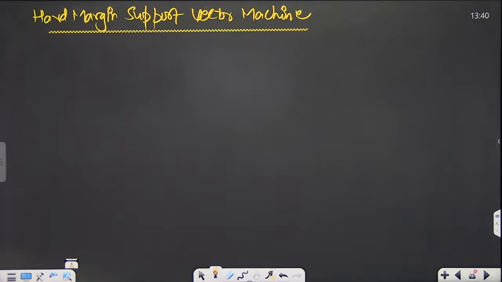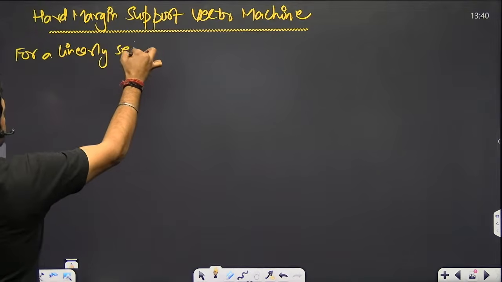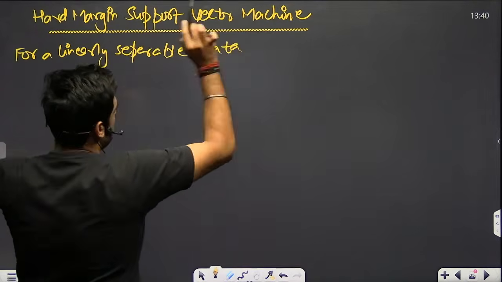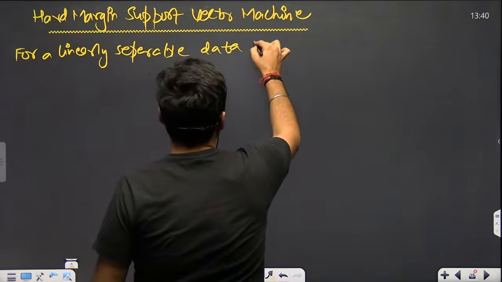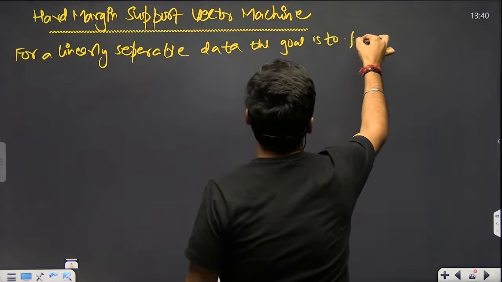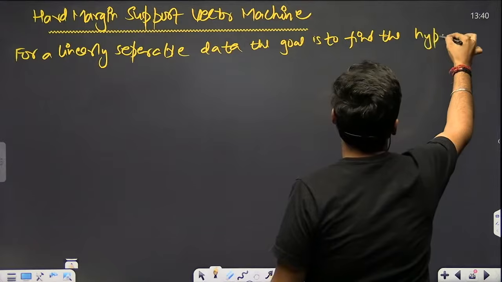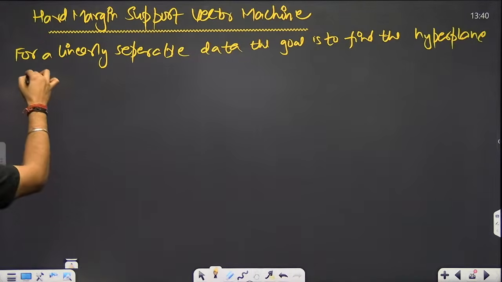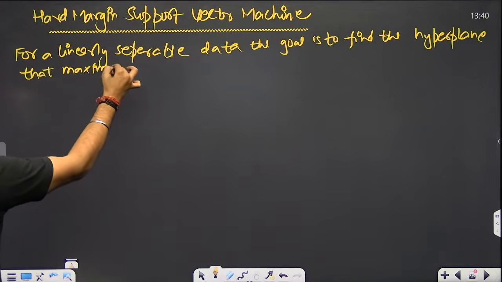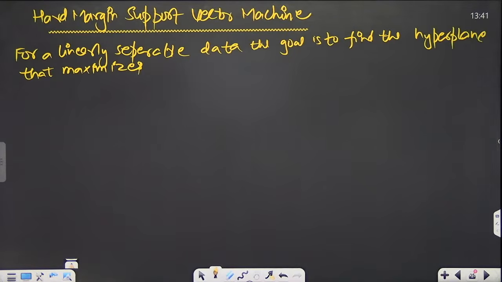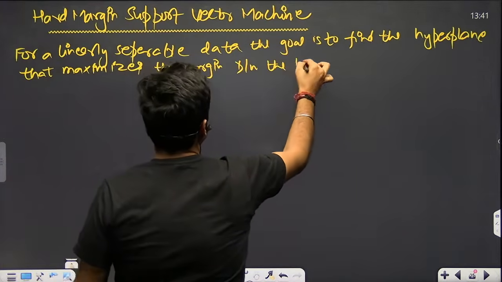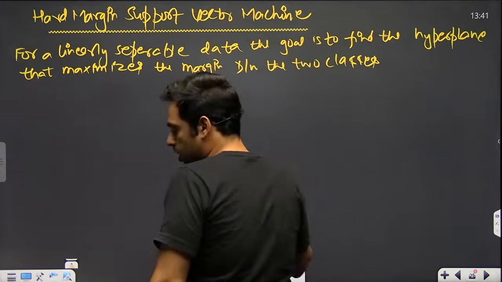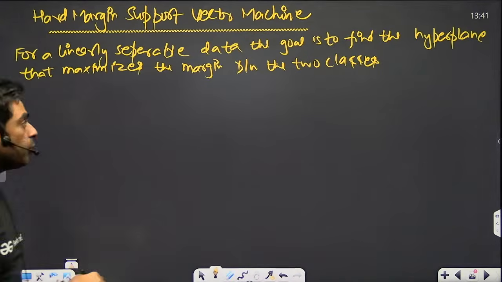I'll just write the definition. For a linearly separable data, the goal is to find the hyperplane that maximizes the margin between the two classes, while ensuring that all the points are correctly classified. Very important.